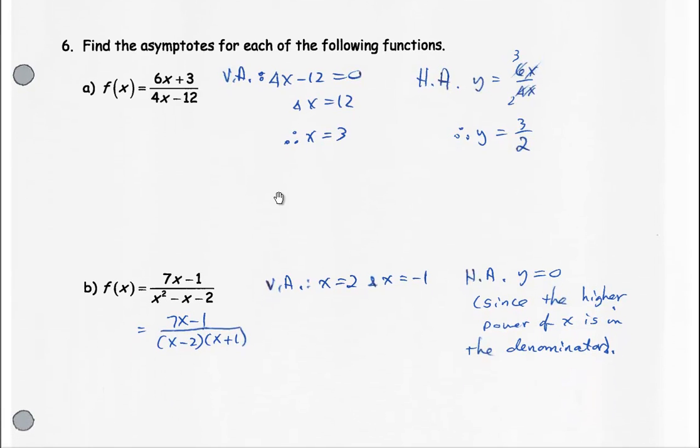For number 6, you're asked to find the asymptotes for each of these following functions. So for the vertical asymptote, we would set 4x minus 12 to 0, bring the 12 over, it becomes positive, divide out the 4, and you get 3. So x equals 3 is the vertical asymptote. The horizontal, because the powers of x are the same, it's x to the first in the top and x to the first in the denominator as well. And so the horizontal asymptote will be found by taking the ratio of the two dominant terms. The highest power of x in the top is the 6x and the 4x in the bottom. And so 6/4 reduces to 3/2 and the x's divide out. So y equals 3/2 or 1.5 would be the horizontal asymptote.